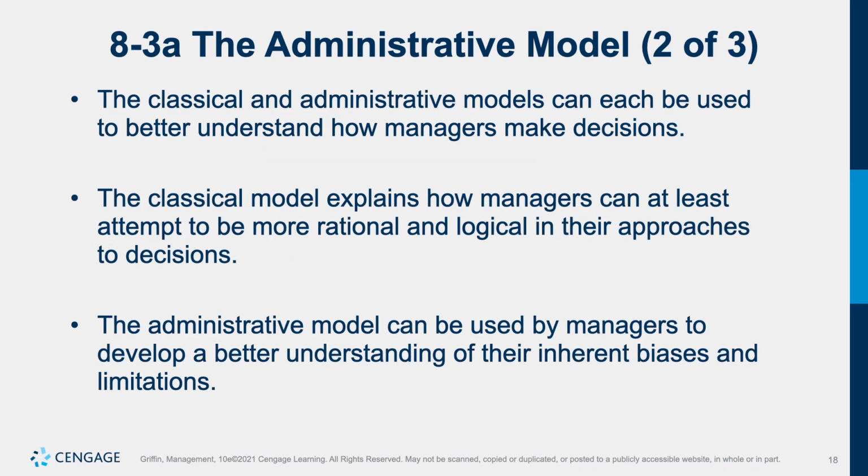So both the classical and administrative models provide an understanding of how managers actually make decisions within organizations. The classical model highlights that managers make more rational and logical decisions, or have a more rational and logical approach toward decision making. The administrative model, on the other hand, says that managers have inherent biases and limitations, which prompt them to have bounded rationality and to satisfice.